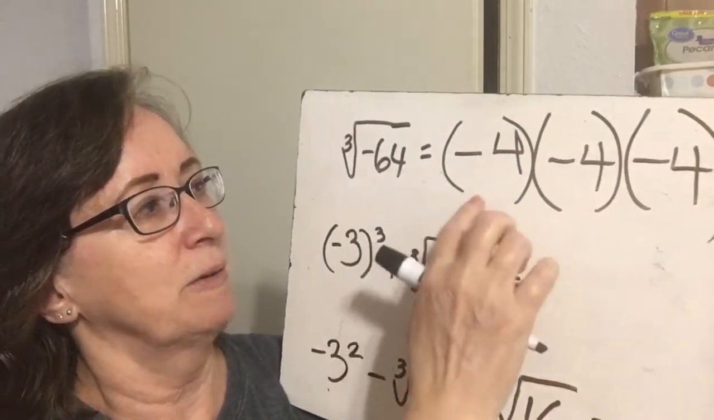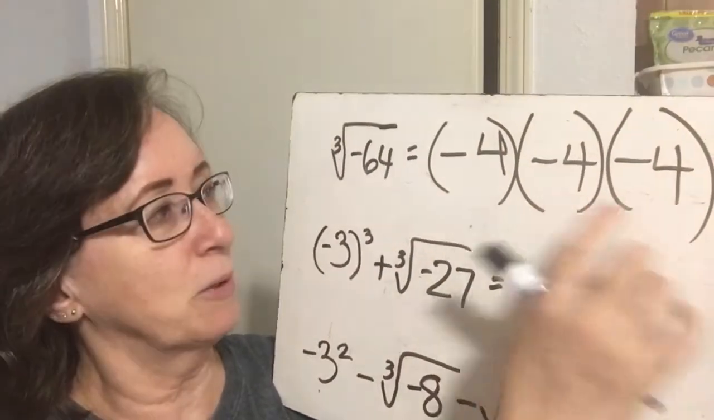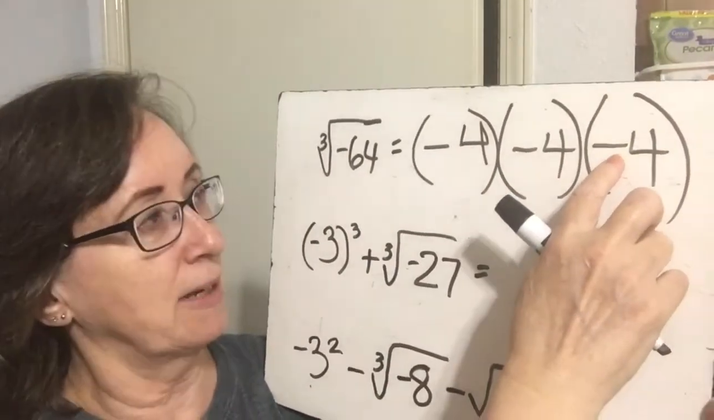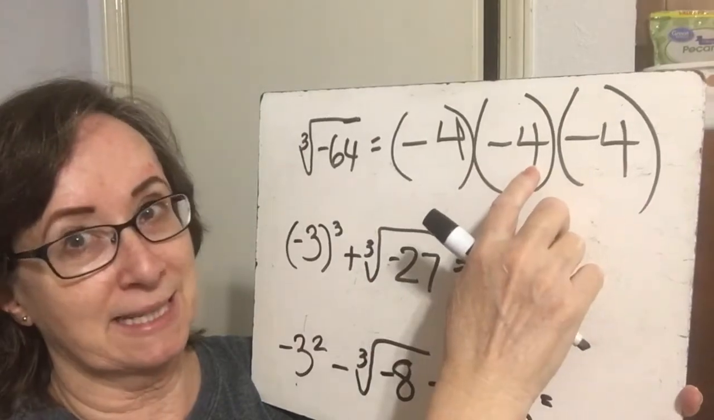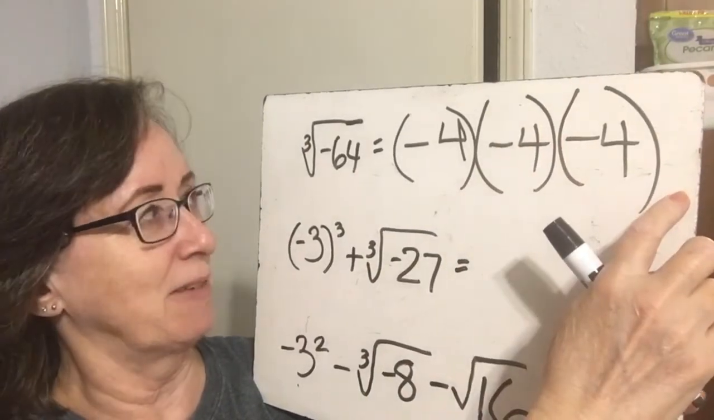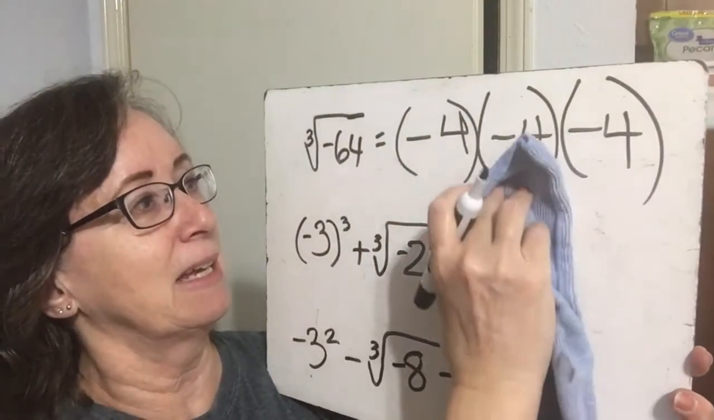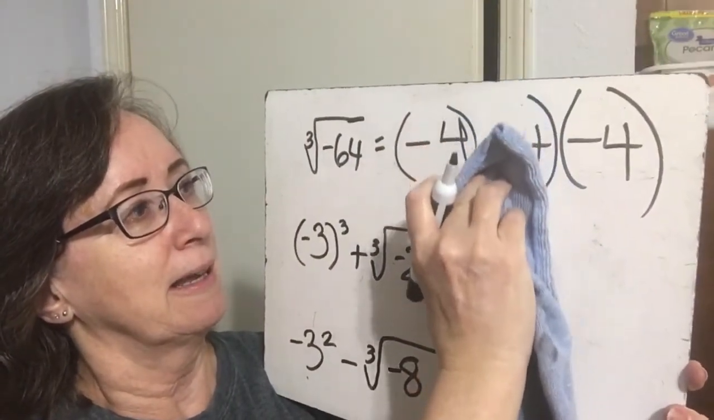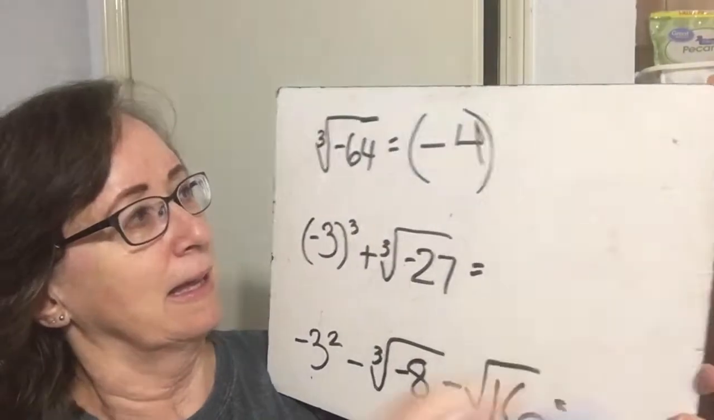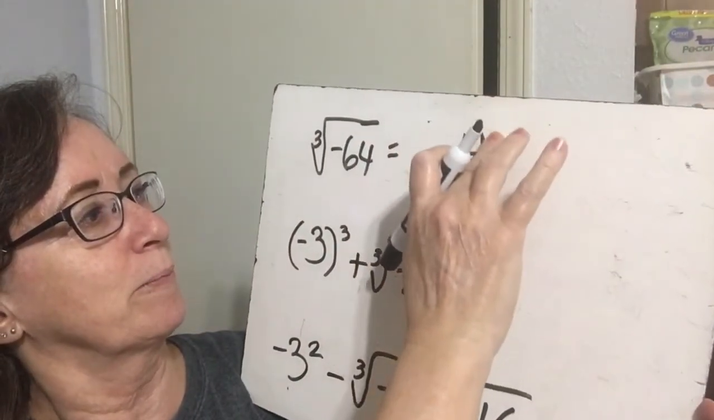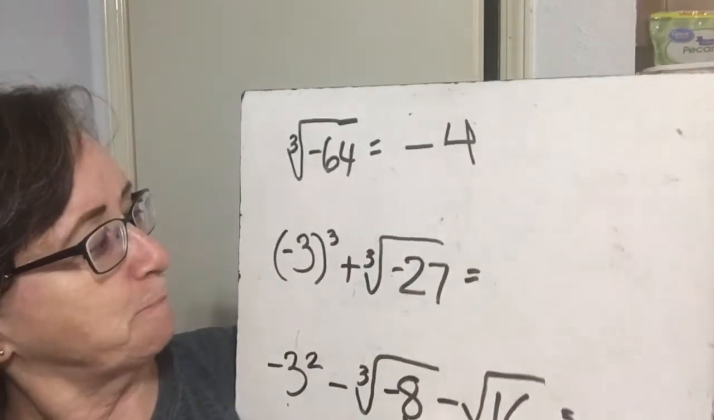Okay, so negative 4 times negative 4 times negative 4. Negative times negative is positive, times another negative is negative. 4 times 4 is 16, times 4 more is 64. So that is correct. The answer is negative 4. Okay, so we'll take that off of there. We don't need that. The next one.